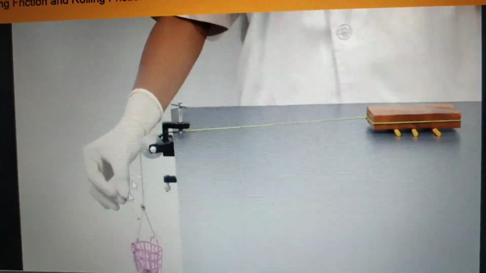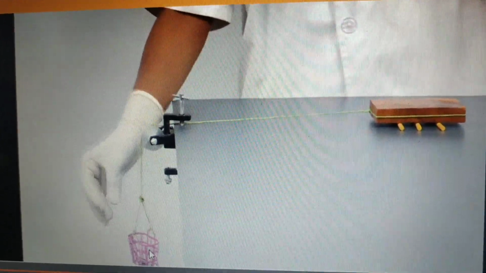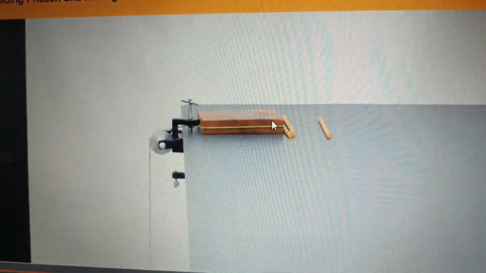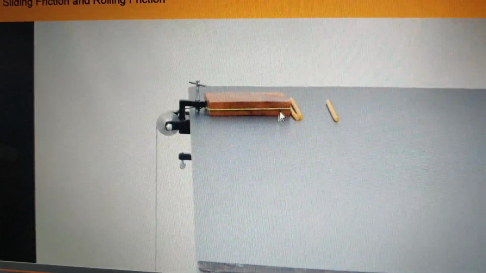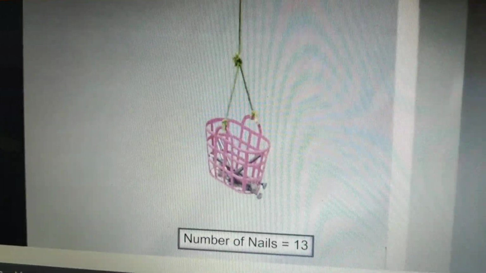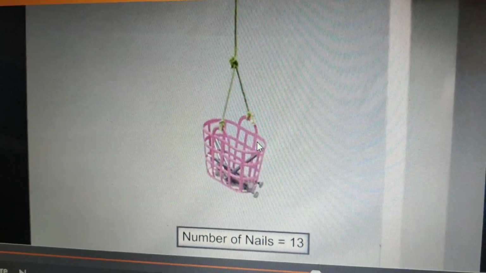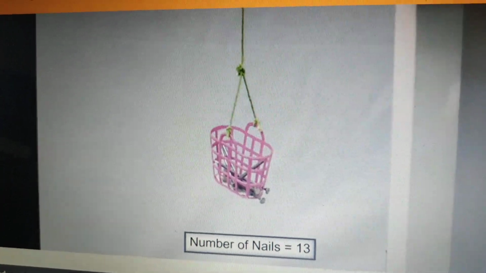So we just put the iron nails in the basket without touching it, and also see when the wooden box begins to move, right? After that we will count the number of nails collected in the basket. So the number of nails is 13 in this case.